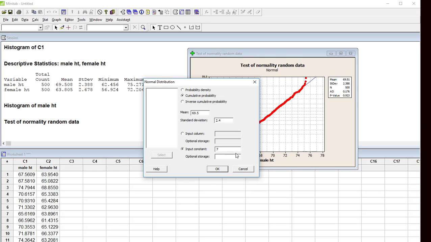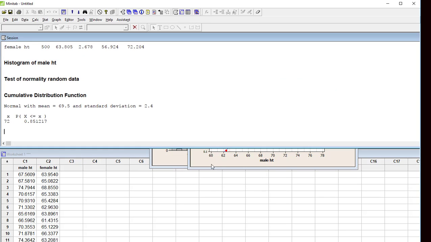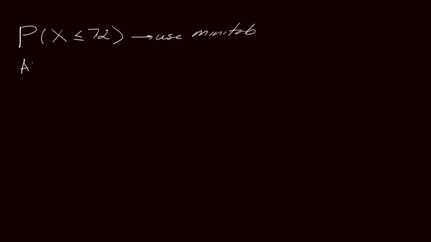So we'll enter 72. And this will be, remember, we've calculated cumulative probabilities before, but this will be everything up to and including 72. So we say OK, and the results are back. The probability that x is less than or equal to 72 is 0.8512, or about 85% of the males in the population will be less than or equal to 6 foot tall, 72 inches.